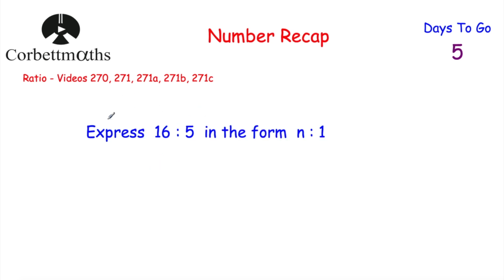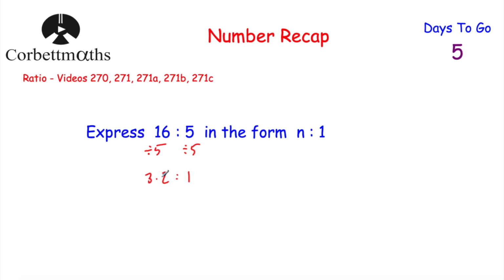Okay, now sometimes with ratio we're asked to express things in the form n to 1 or 1 to n. So if you've been given a ratio such as 16 to 5 and we want to express it in the form n to 1, as you can see here, on the right hand side we've got 1 and here we've got 5. So we want to make this 5 1. So what we're going to do is we're going to divide both numbers in this ratio by 5. So we're going to divide the left hand number by 5 and the right hand number by 5. 16 divided by 5 is equal to 3.2, and then 5 divided by 5 is equal to 1.